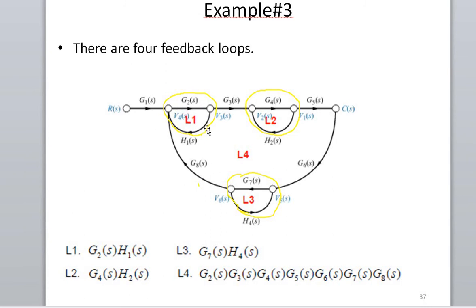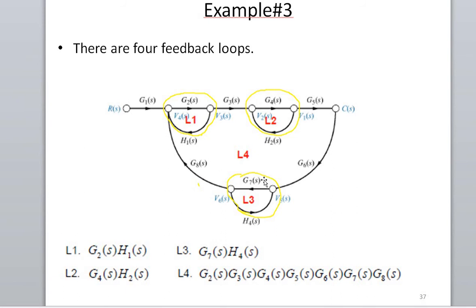Here you can see that in L1 it touches the branch G2. In L2 it touches the branch G4. In L3 it touches the branch G7. Hence L4 is a loop that touches all other loops.